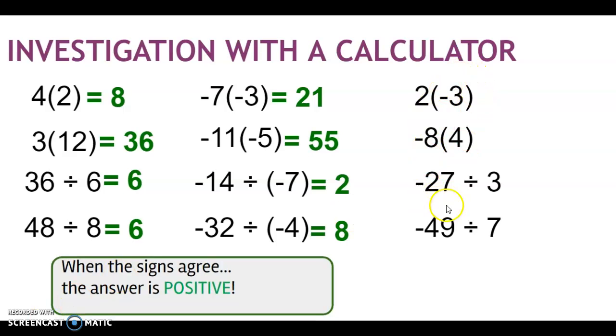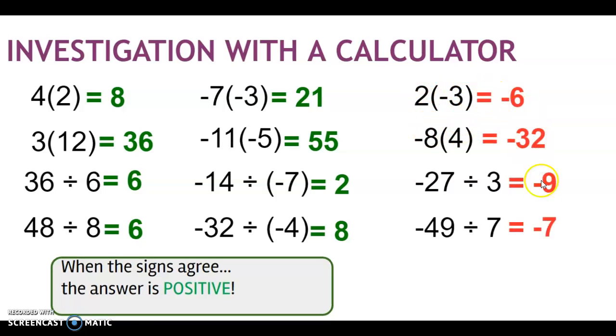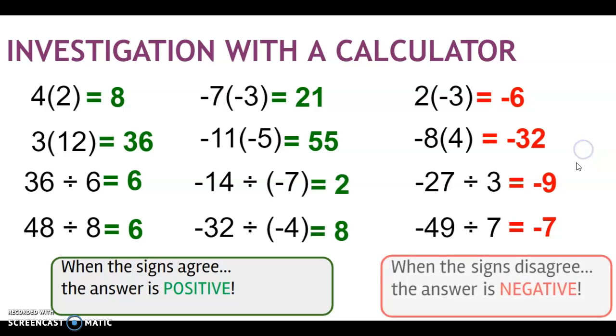All right, let's look at the column on the right. Now, do you notice how this is a positive 2 multiplied by a -3? And here we have a -27 divided by a positive 3. Do you see how the signs are different? And did you notice with the answers in this column, they're all negative? That's true every time. When you take a positive and a negative number and you multiply or divide them, you're always going to get a negative answer. So a good way to remember that would be when the signs disagree or they're different, the answer is negative. So here the signs are different. We could say they disagree, and to disagree is a negative thing. So our answer is negative.